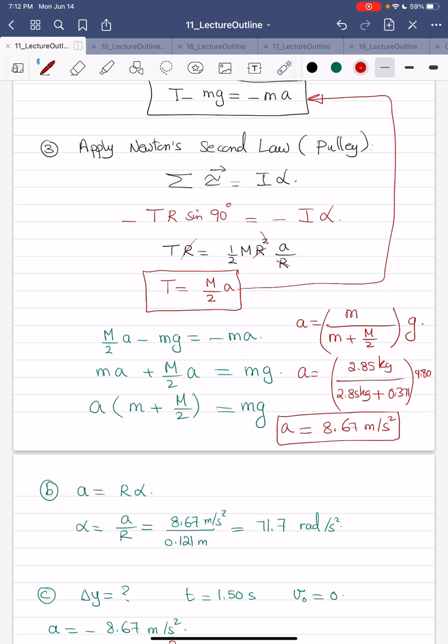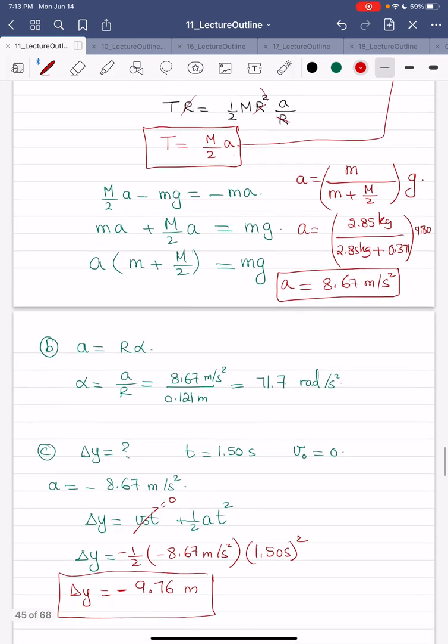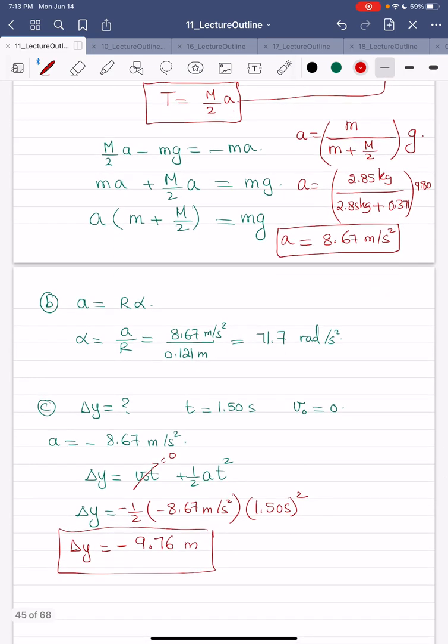I can combine the two equations here and find a. I chose T equals m over 2 times a and put it into this equation, and I plugged in my numbers, and then a is 8.67 meters per second squared. This is the magnitude of the linear acceleration. For a, it is R times alpha, so alpha is going to be a divided by R, which is 8.67 divided by 0.121 meter. And this is going to give me 71.7 radians per second squared.